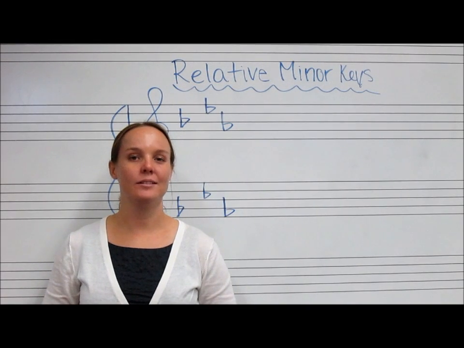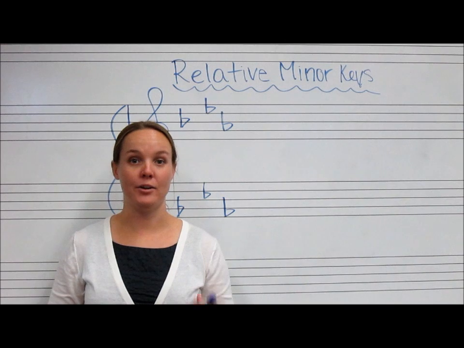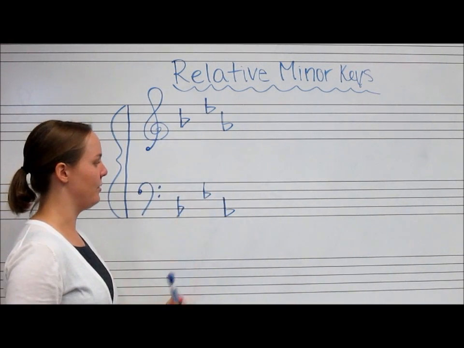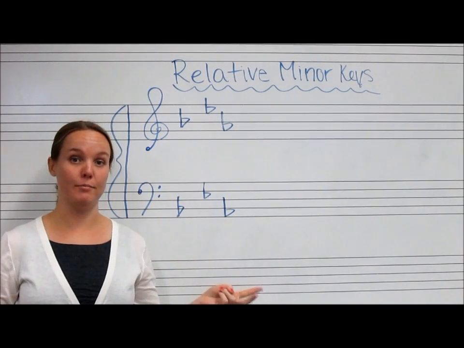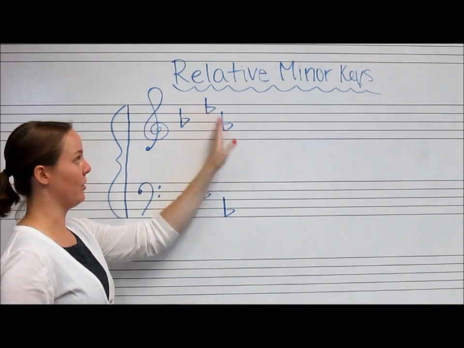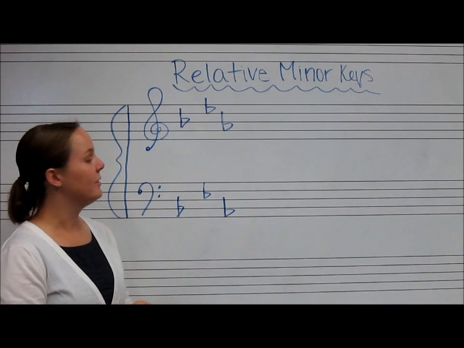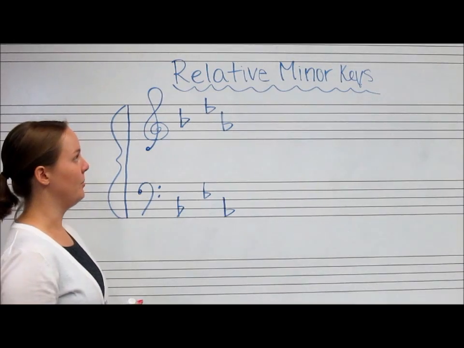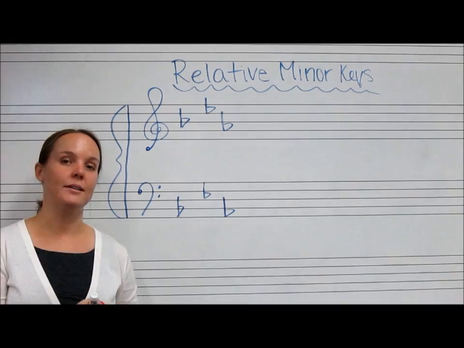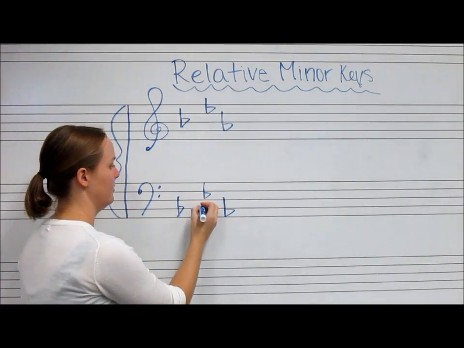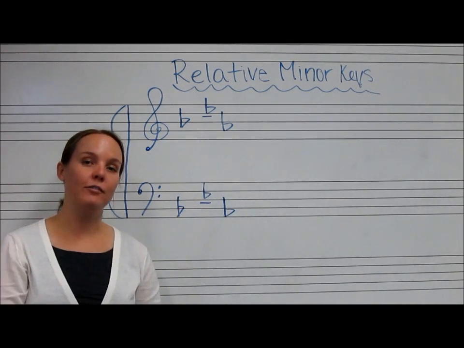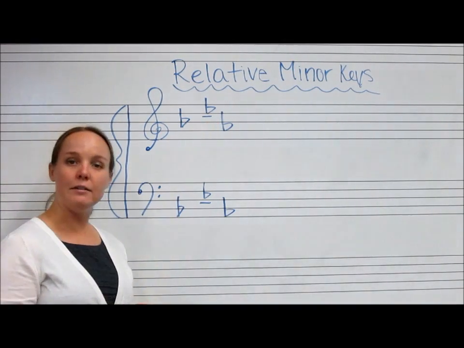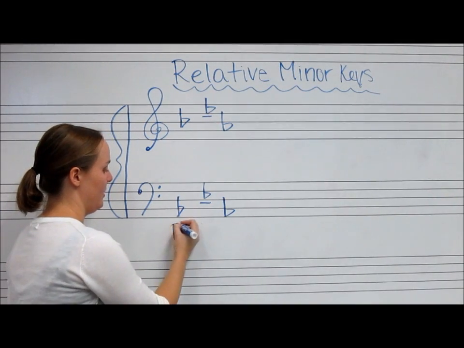In this video, we're going to talk about figuring out the relative minor key to major keys. For every key signature, you have both a major and a relative minor key that uses the same order of sharps or flats. So step one of figuring out the relative minor is to first figure out the major key. Remember, our rule for flats is you go all the way to the second to last flat, and whatever that flat is, that's your key. So our second to last flat here is E flat, therefore our major key is E flat major.